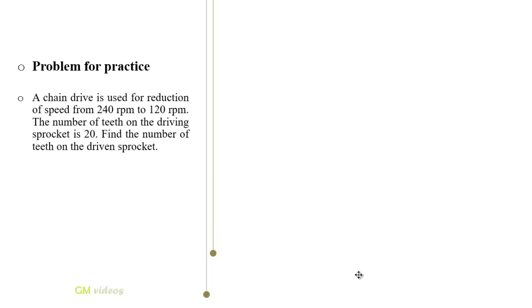Problem for practice. Here a chain drive is used for reduction of speed from 250 rpm to 120 rpm. So this is N1, that is the speed of the driving sprocket. N2 is the speed of the driven sprocket, that is 120 rpm. The number of teeth on the driving sprocket is 20, that is T1 is given to you. So you have N1, you have T1, you have N2. We now need to find the number of teeth on the driven sprocket. We know N1 T1 is equal to N2 T2. Since N1, N2, T1 are known, we can directly find T2.